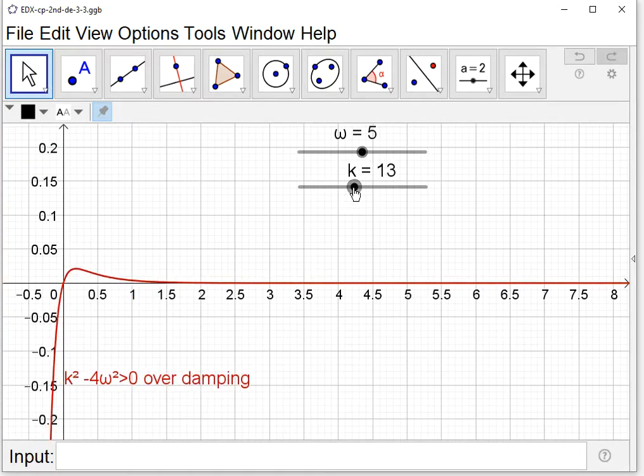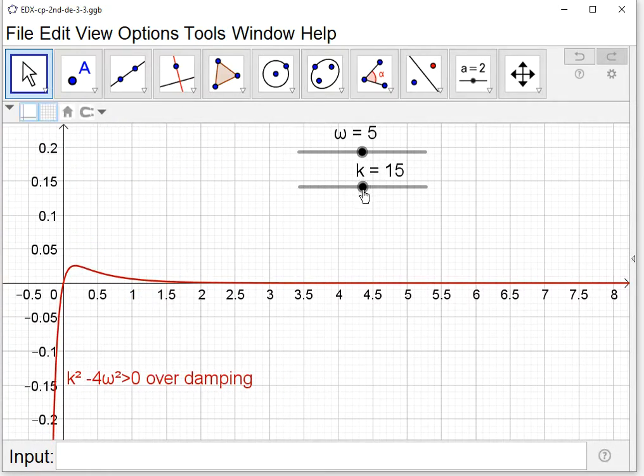If we go, for example, to k is something like 15, then the damping effect, or the braking resistive force, if you like, is very strong, and we can see that there are no oscillations occurring whatsoever. At the moment we have an overdamped system.